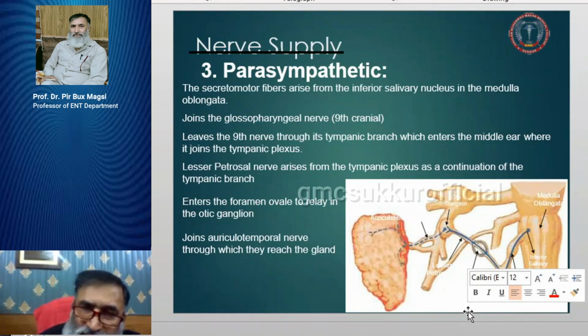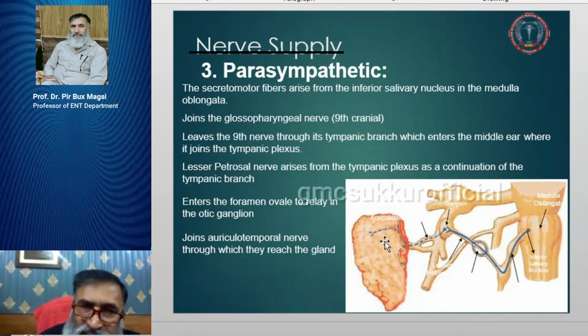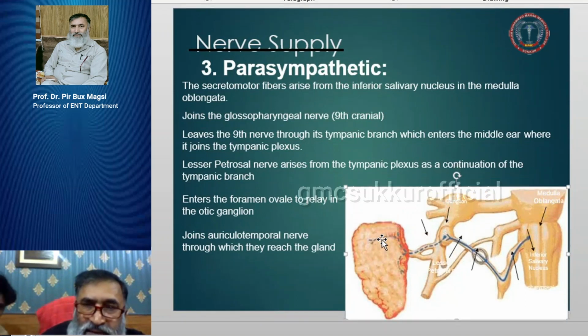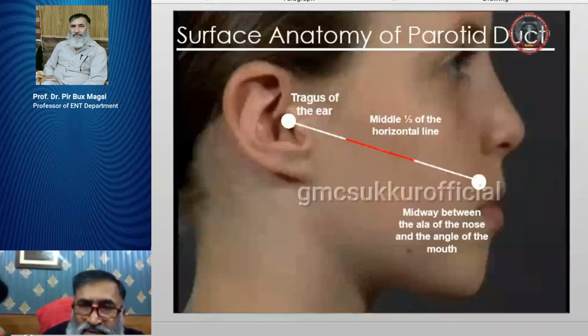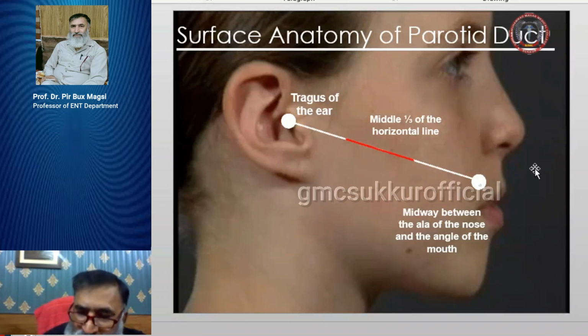So in this way, your parotid gland is supplied by both sympathetic as well as parasympathetic supply to control the secretions. Now this is the tragus of the ear, and this is midway between the ala of the nose and the angle of the mandible. This is the line of the facial nerve supply.